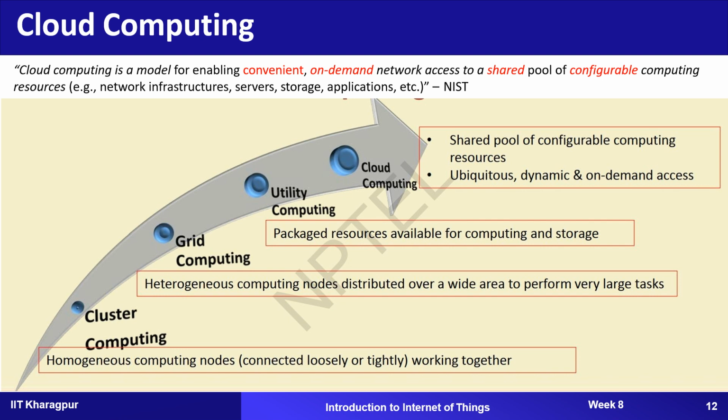So basically, logically it can be seen that there is a large pool of resources. However, in actuality, these resources are distributed over various locations. It's not that there is a centralized pool of resources. Logically it can be seen as centralized, but in actual it's not centralized.